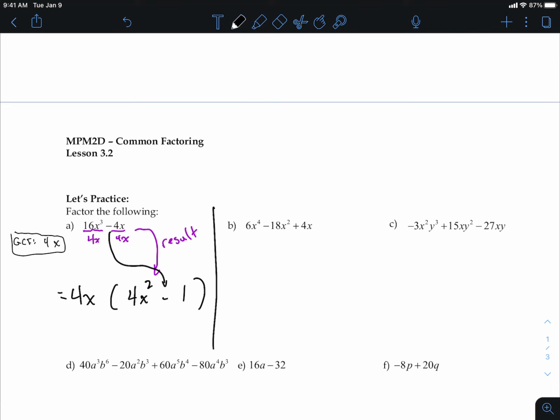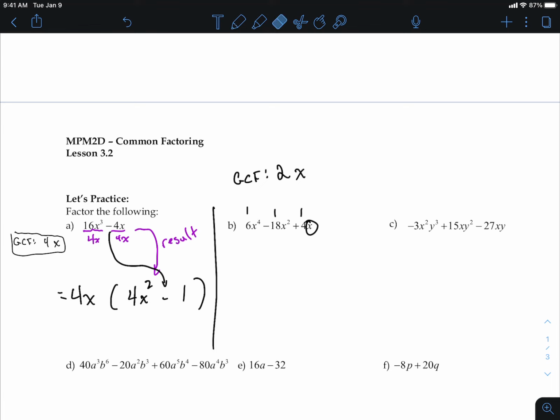So for this one, I always start with the numbers, and I'm like, okay, what's the biggest number I could pull out of all of those? 4 doesn't go into 6, it doesn't go into 18. I'm going to say 2. 2 goes into all of them though, right? Okay, that's good. What's the smallest variable you can pull out of all 3 of them? I see 4 of them here, I see 2 here, and I see 1 there. You're looking for the smallest. Just x. Okay?